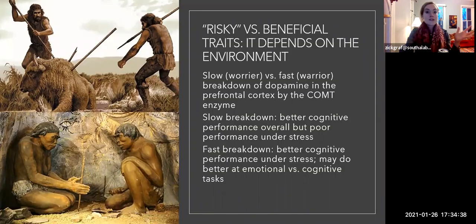And of course, there are people who have intermediate phenotypes. So there's people who have 1 copy of the slow breakdown gene and 1 copy of the fast breakdown gene. And actually those people are more common because if your mom and dad both have 1 copy of each, you have a 50% chance of also having 1 copy of each, and only a 25% chance of having either the Worrier or the Warrior genotype. If one of your parents has only 1 kind and one of your parents has only the other kind, you will always get both.